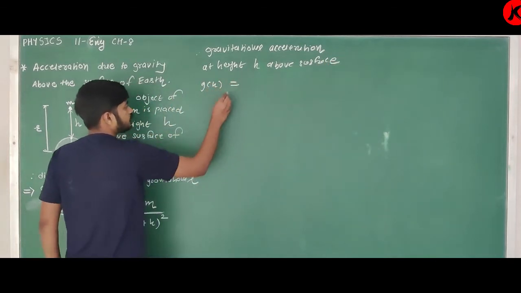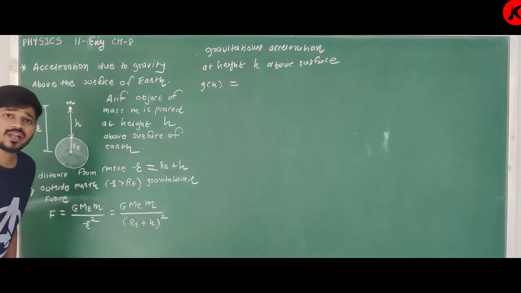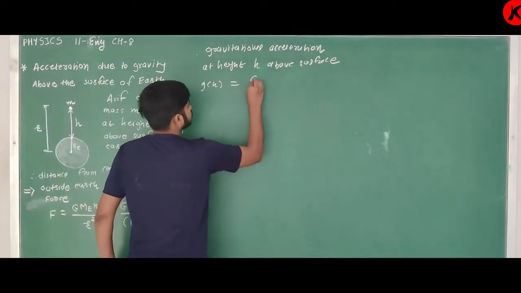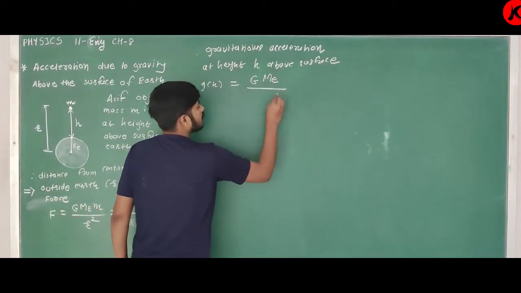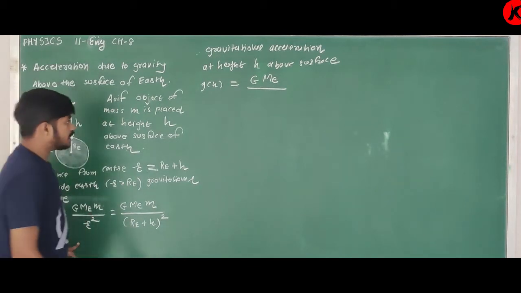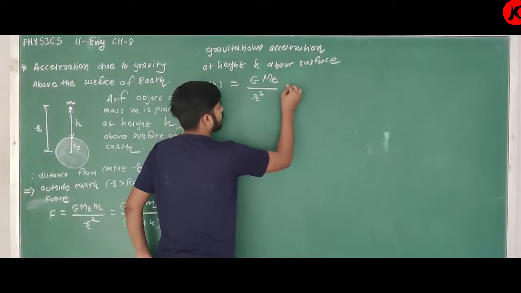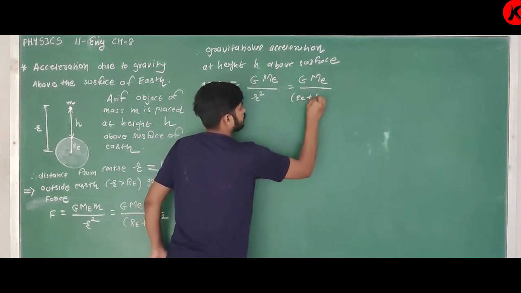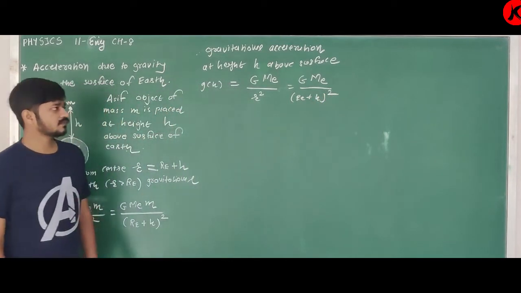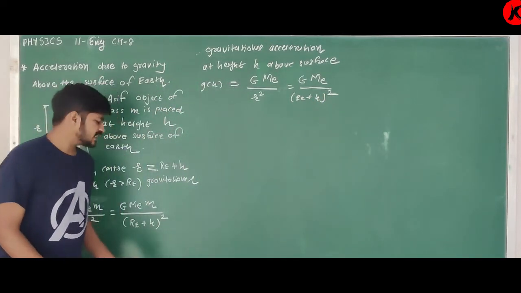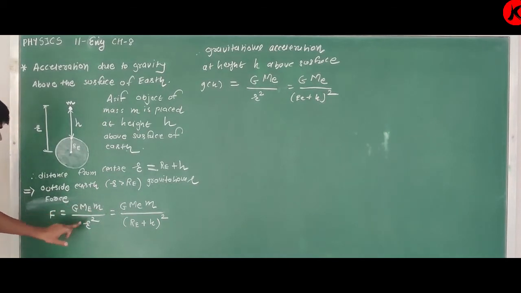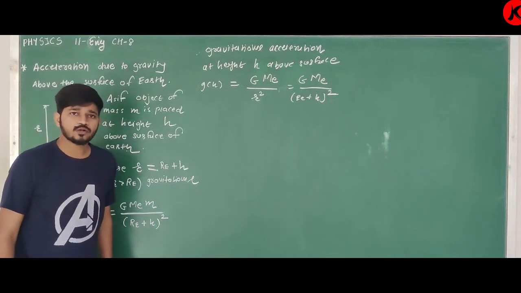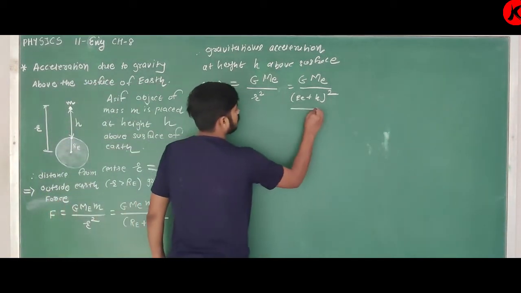gh is equal to F upon m. If you perform F upon m, it will be G Me upon r square, or you can write it as G Me upon (RE plus h) whole square. Any doubt? This is equation number 1.